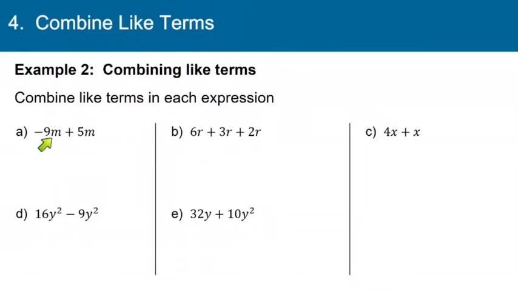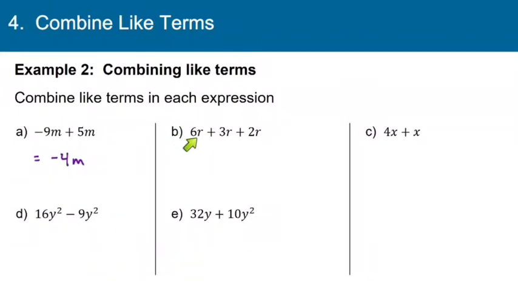Here we have negative 9m plus 5m. So whatever m is, if we have negative 9 of them and then we add 5 of them, we will have negative 4 of them. So just add the coefficients. Negative 9m plus 5m is going to be negative 4m.